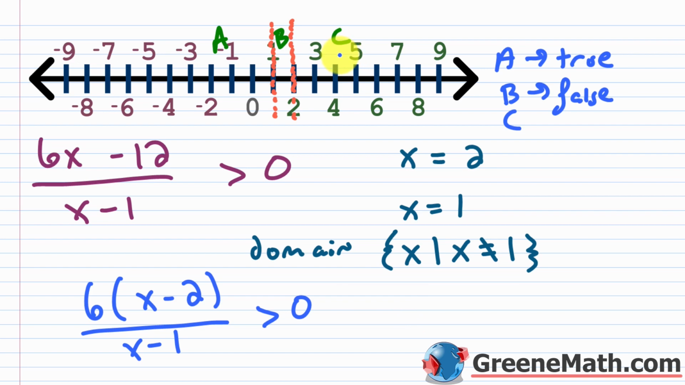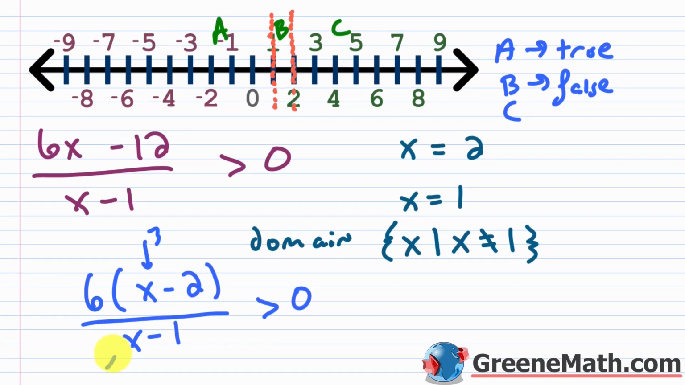All right, then for C, let's just pick 3. So if you plugged in a 3 there and a 3 there, 3 minus 2 is 1. 1 times 6 is 6 over 3 minus 1 would be 2. 6 divided by 2 is 3. So again, you can think about this as 3 or just the fact that it's positive. That is going to be greater than 0. So this guy is going to be true.